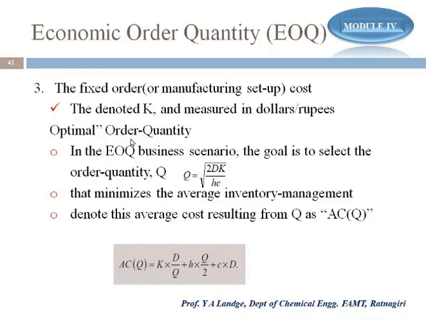Then the optimal order quantity. Here we try to find the optimum order quantity. How can I get the minimum order? So for that we are developing this type of model. In the EOQ business scenario, the goal is to select the order quantity Q. We are very interested to know the value of Q, how much minimum order I have to give.